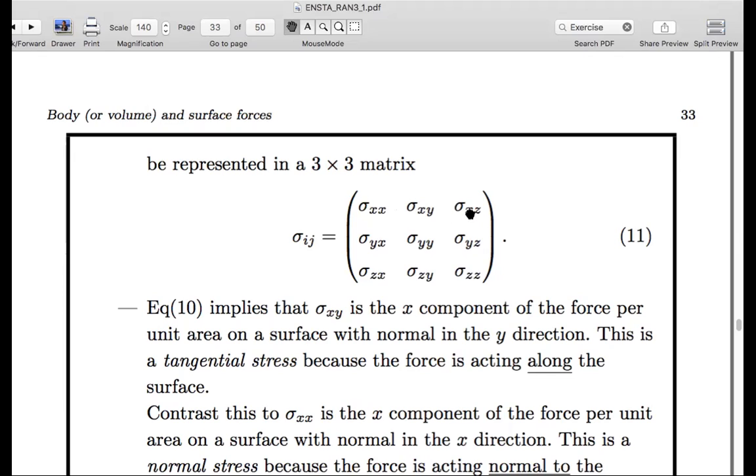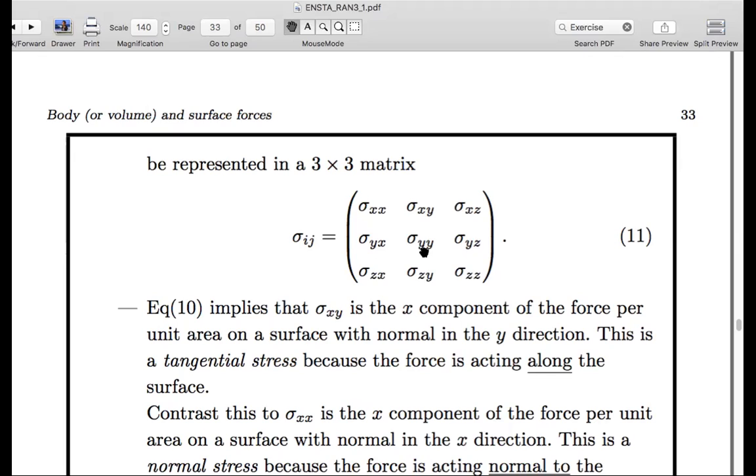But here's another one. Yeah, so this is the other one that this gentleman in the back just gave. Sigma zy has the normal in the same direction, but it has the force in the z direction. These are all force per unit area, right? So in fact, this whole column represents the forces on the surface with normal in the y direction. But this one in the middle, sigma yy, is not a tangential stress because the force is in the y direction when the normal is in the y direction.